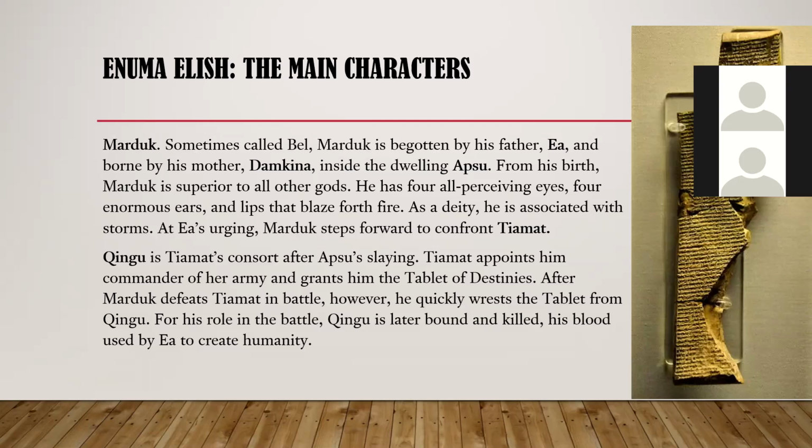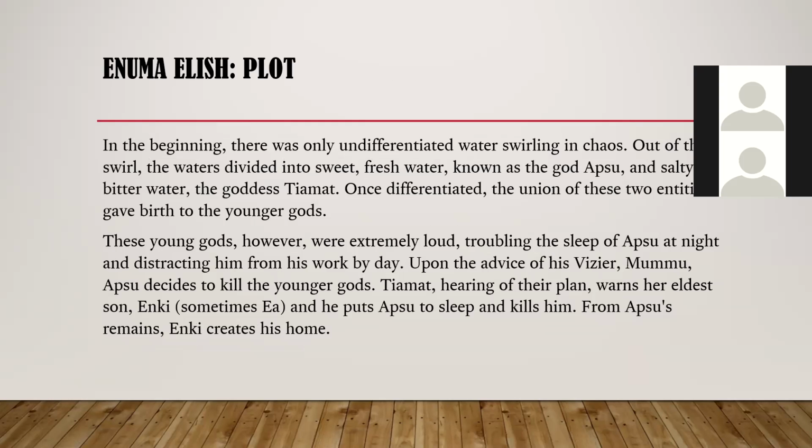Kingu is Tiamat's consort. After Apsu's slaying, Tiamat appoints him commander of her army and grants him the tablets of destiny. After Marduk defeats Tiamat in battle, however, he quickly wrests the tablet from Kingu. For his role in the battle, Kingu is later bound and killed, his blood used to create humanity.